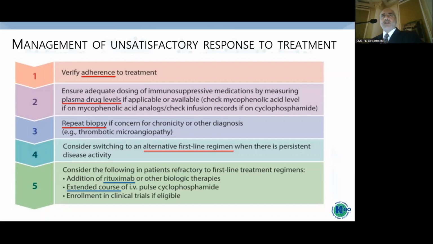Or we can consider an alternate initial first-line regimen instead of using the initial protocol with steroid and MPA. If the patient is not responding, we can shift the patient to another first-line management like steroids and short-term cyclophosphamide, or the reverse. Or, if the patient is receiving these two medicines as an initial protocol, we can add on a third agent to the initial treatment with steroid and MPA. We can add rituximab or change cyclophosphamide from the low dose protocol to the high dose extended protocol of cyclophosphamide.